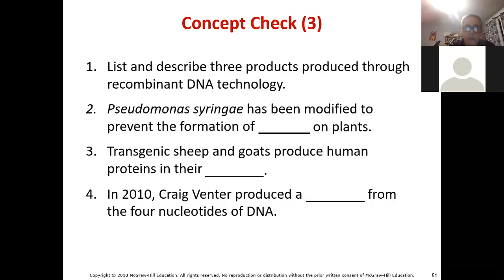Antibiotics. The bacterium Pseudomonas syringae has been modified to prevent the formation of ice crystals on plants. It didn't actually tell you this in the slide, but that's what it does. Transgenic sheep and goats produce human proteins in their milk or semen. And we mentioned before, a scientist over a decade ago basically created an artificial cell.